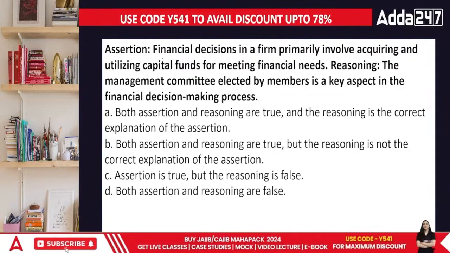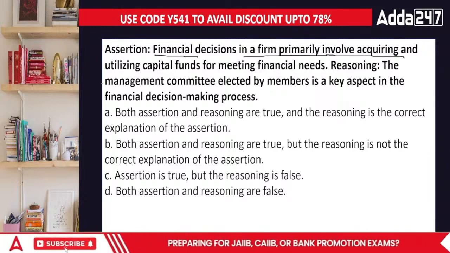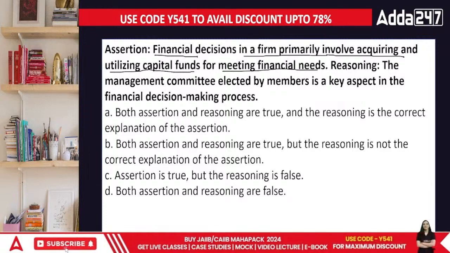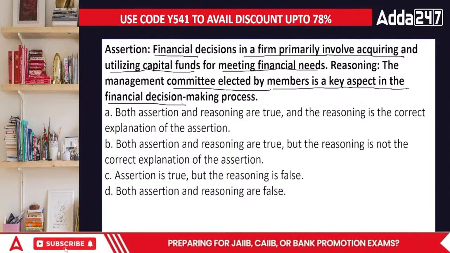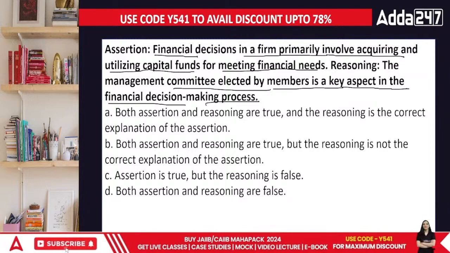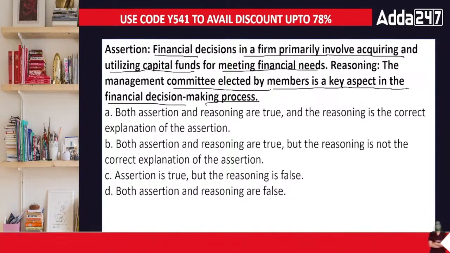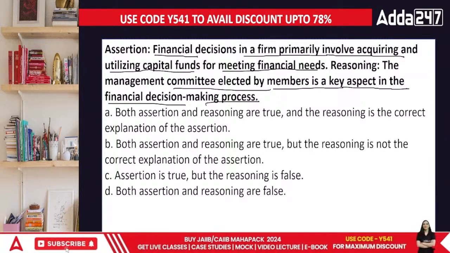Next question, we have assertion and reasoning again. Assertion: financial decisions in a firm primarily involve acquiring and utilizing capital funds for meeting the financial needs. Reasoning: the management committee elected by the members is a key aspect in the financial decision making process. What's going to be the answer, everyone? Both are correct, both are not correct, assertion is true and reasoning is false, or both assertion and reasoning are false.